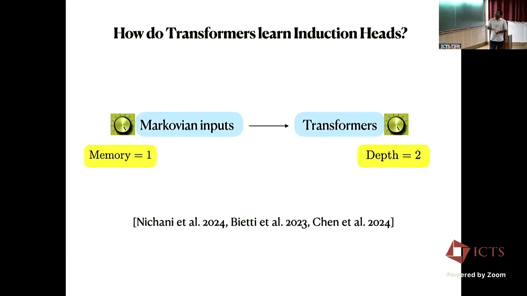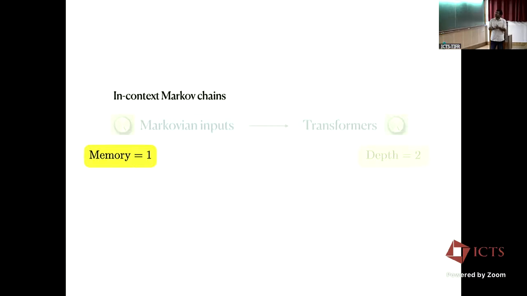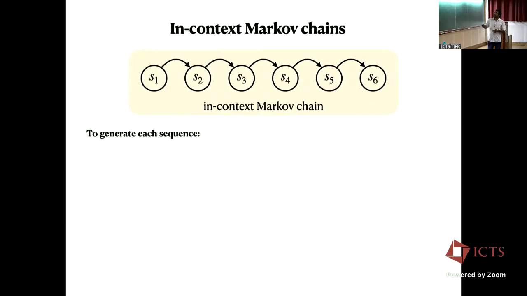Okay, so to look at them, let's take a more concrete setting and look at how the data structure is. Here we consider what is called in-context Markov chains. This is a bit of a fancy word, but it just means a random Markov chain. The idea is, again, you have a first order Markov chain. The parent is just the token before it.